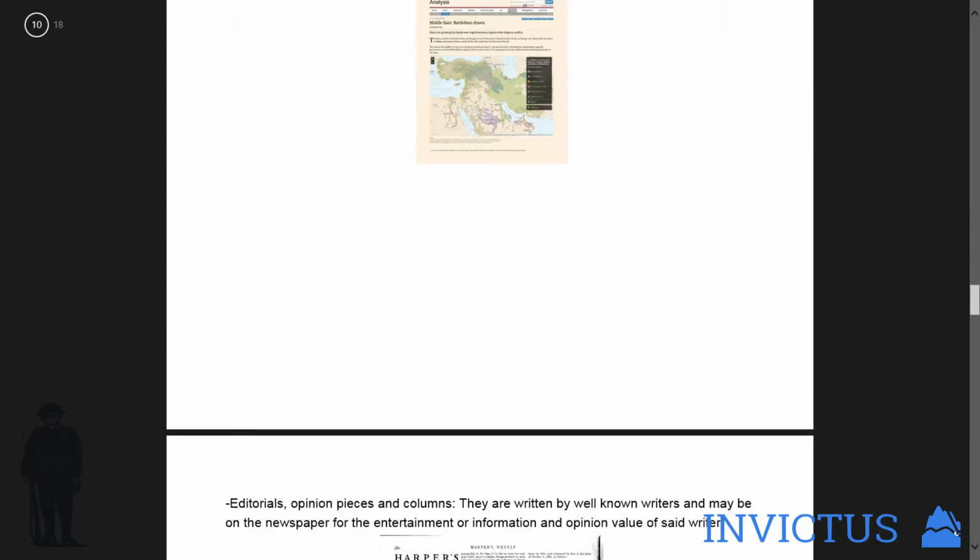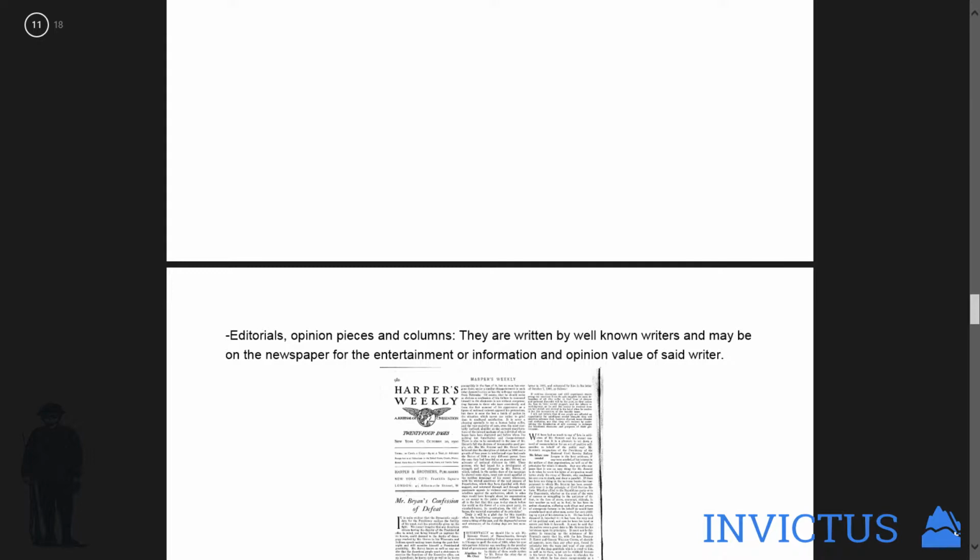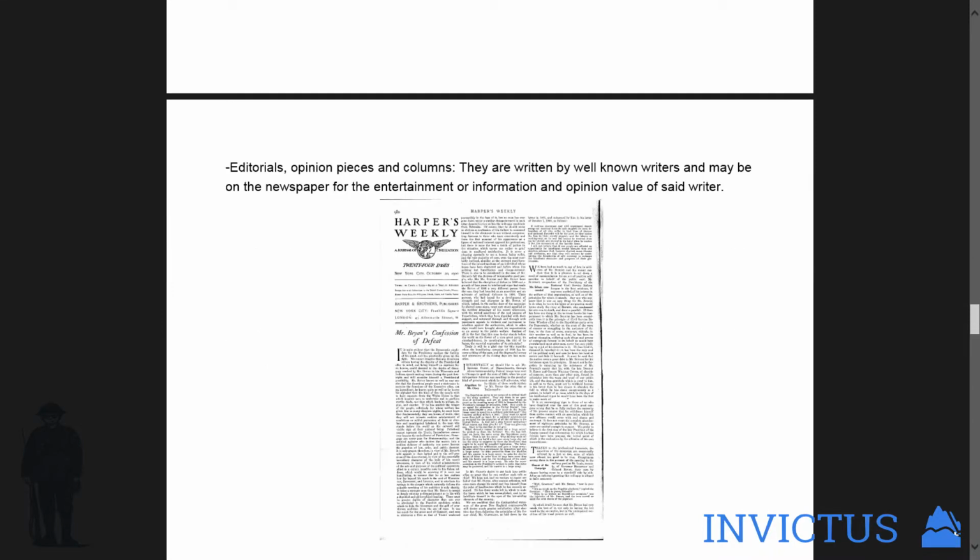New opinion pieces and columns were written by well-known writers, maybe in a newspaper for the entertainment or opinion value, because some writers are very well known and very well regarded for their opinions because they may be educated, they may have a certain humor to their speech, they may write in such a way that captivates the audience, or they just may be famous. So their editorials and opinion pieces and columns are included, because some people do want to read the view of a person they particularly like to read from commonly. So it increases viewership and readership and whatever.